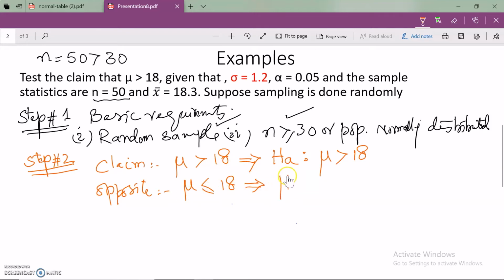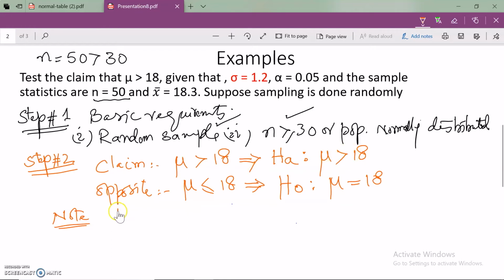And what we are going to do, we are going to drop the less than symbol, and we're going to take the equality sign. Mu is equal to 18. So this is an alternative hypothesis and this is the null hypothesis. Now we have to decide what type of test this is. Note that the alternative hypothesis contains a greater than symbol. And I told you in an earlier video, if the alternative hypothesis contains a greater than symbol, then it's always a right tail test or upper tail test.